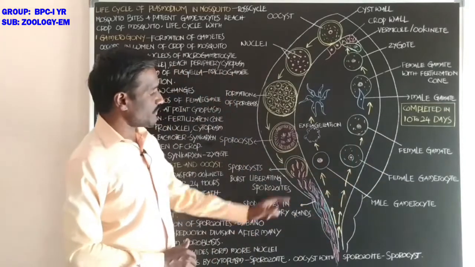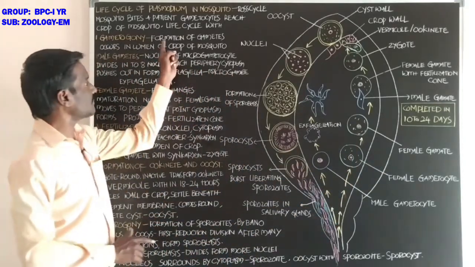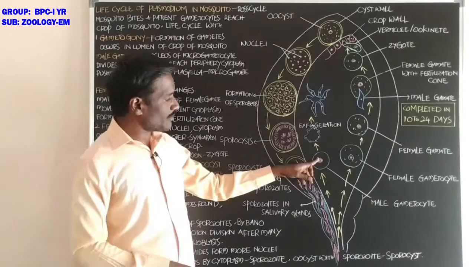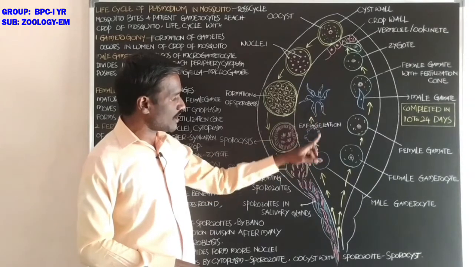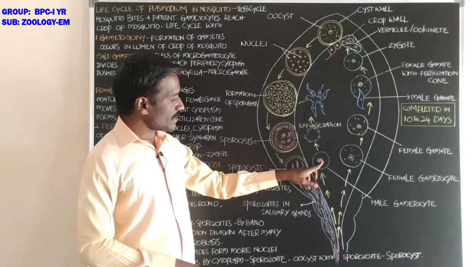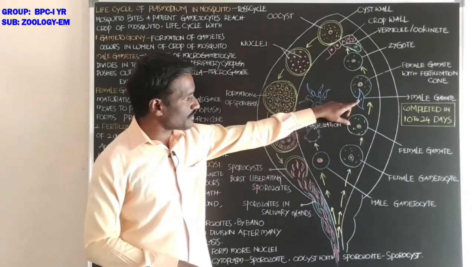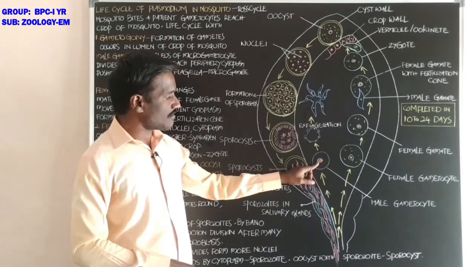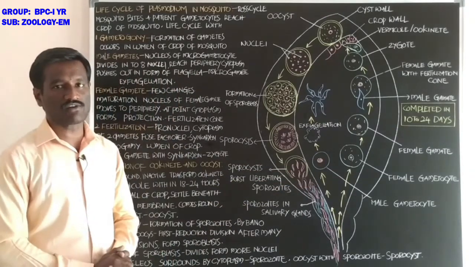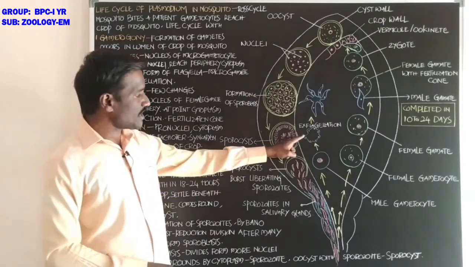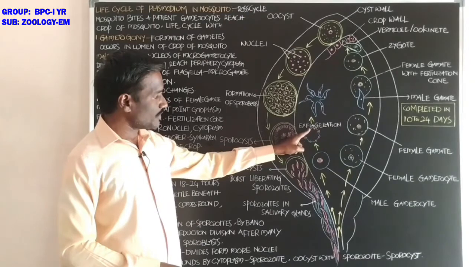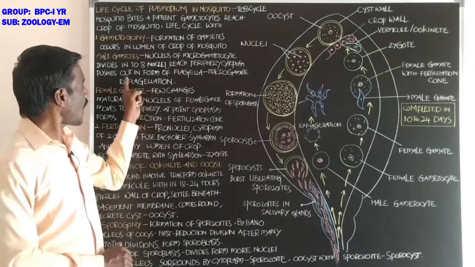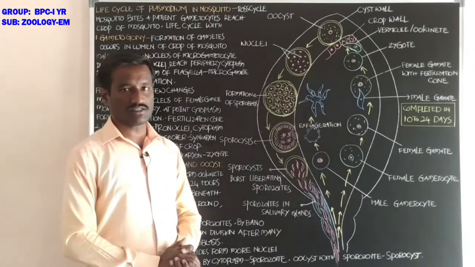Students, first is the formation of the gametes. Formation of the gametes is called gametogony. First, the formation of the male gametes from the male gametocyte. The nucleus present in the male gametocyte divides and forms 8 daughter nuclei, which reach the periphery. The cytoplasm also pushes out in the form of flagella-like processes.